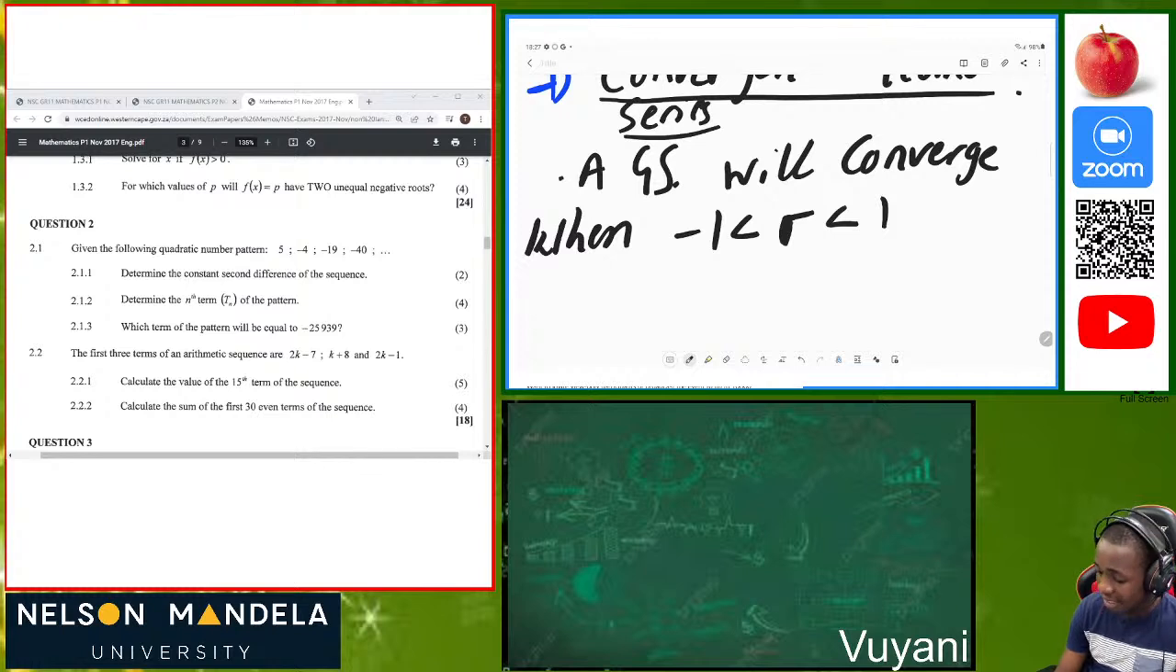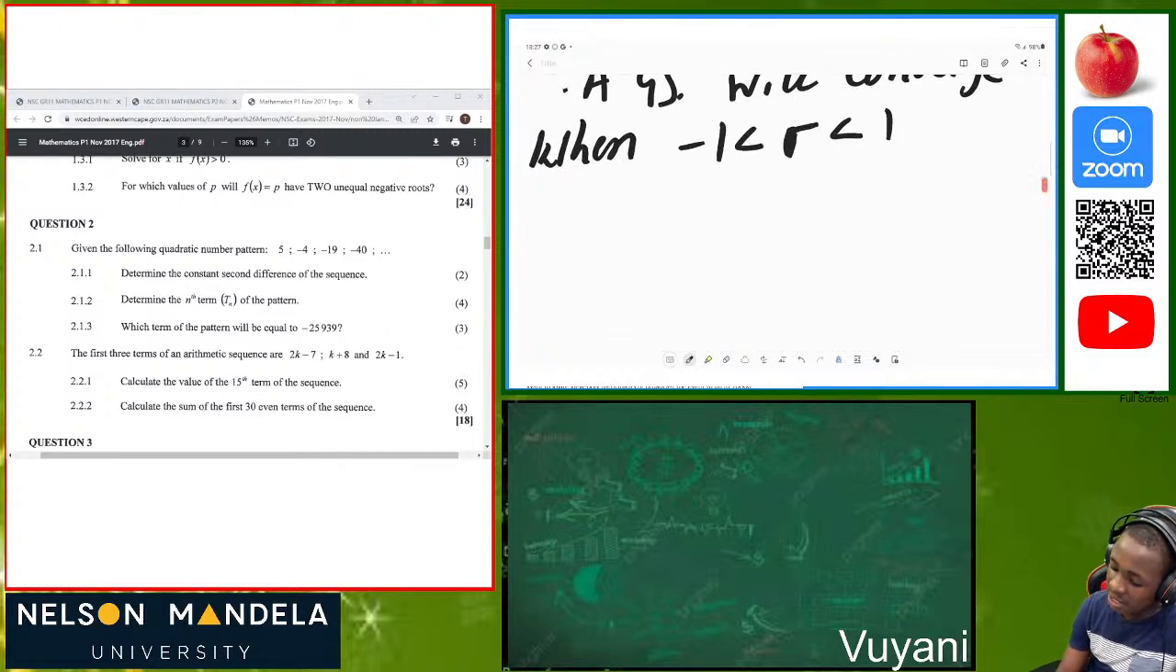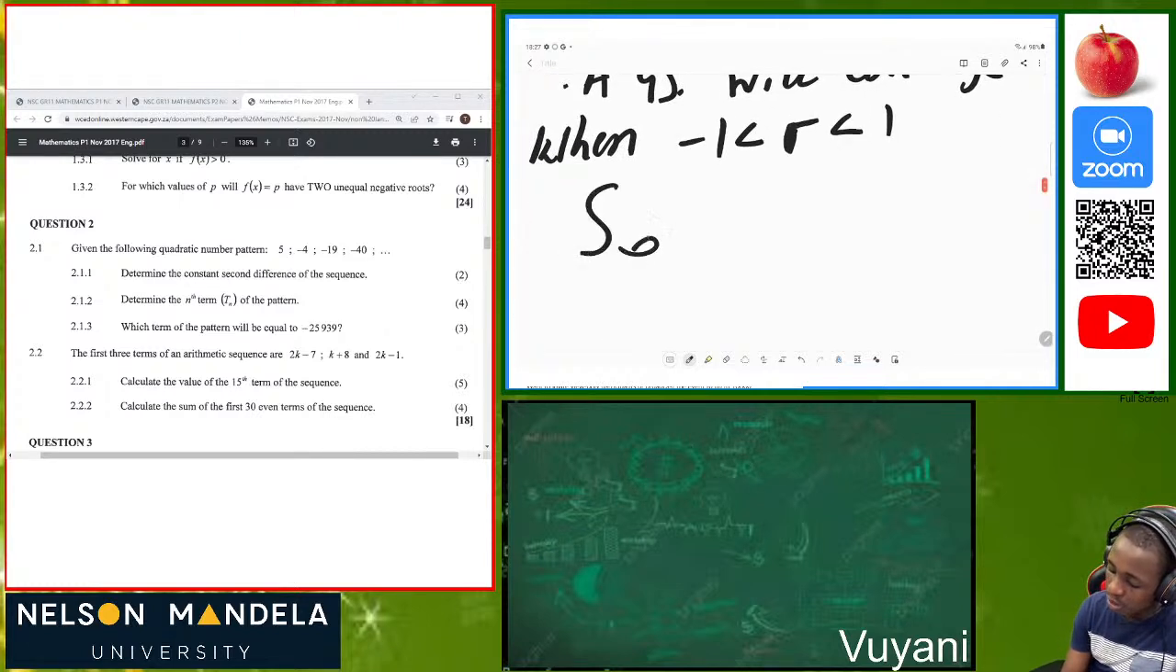If your r is greater than 1, it will not converge, it will diverge. If your r is between -1 and 1, that's when it will be able to converge. So in other words, now we are introducing ourselves to what we call the sum to infinity.